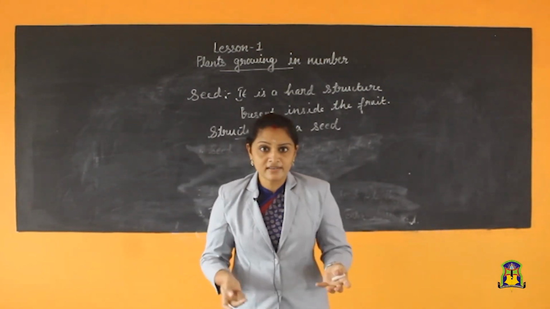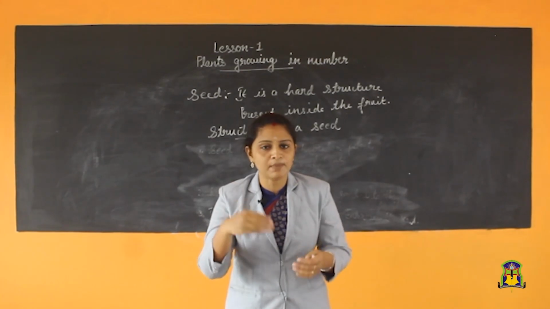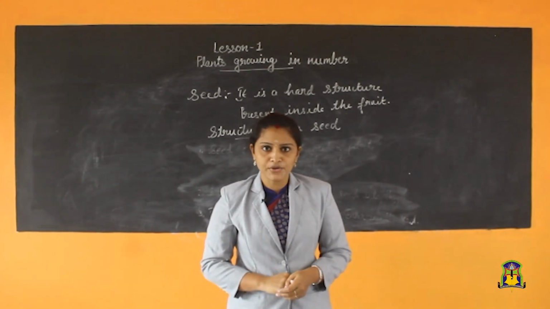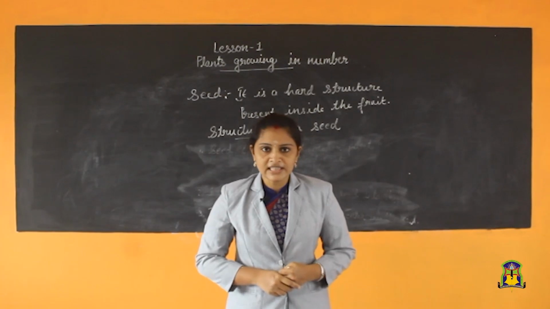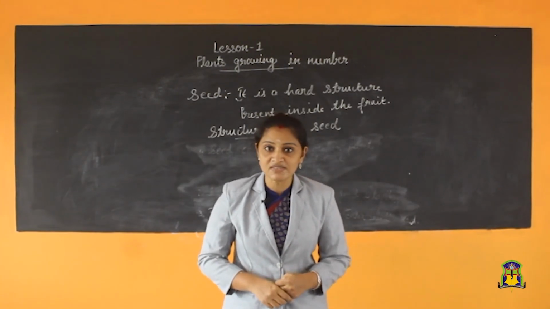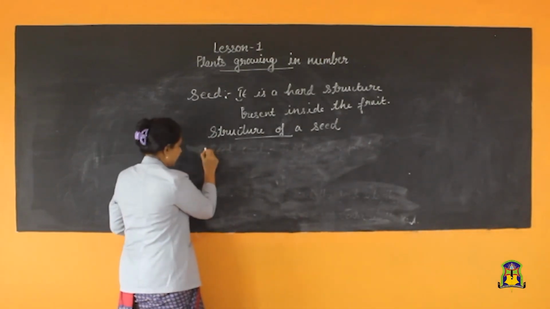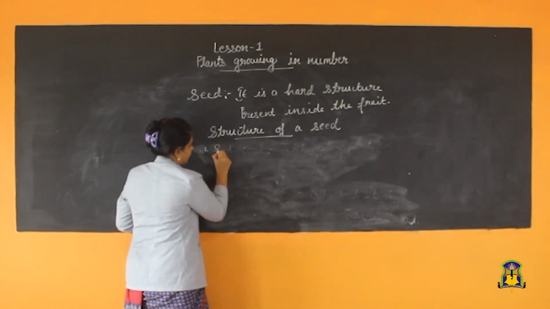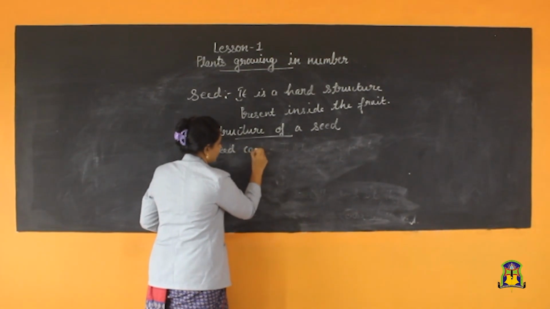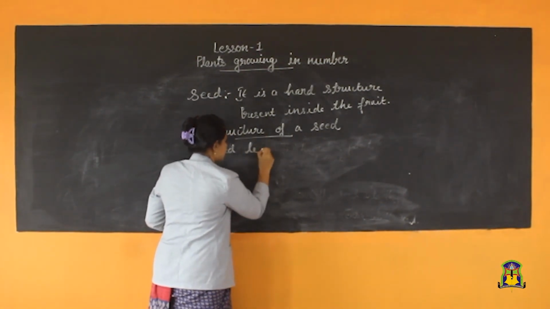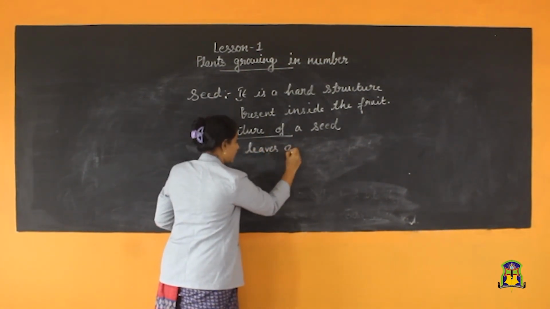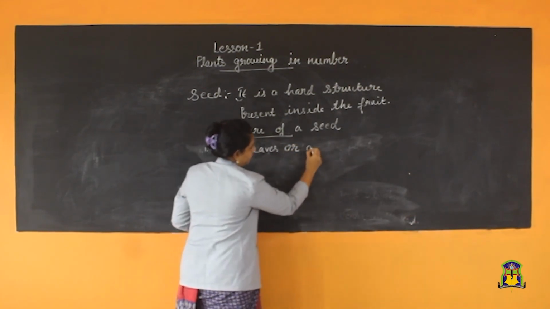When we open the seed, we can see a fleshy part inside the seed. Do you know what is that part? That part is called seed leaves or cotyledons. We can see it in the inner part of the seed. Seed leaves or cotyledons.